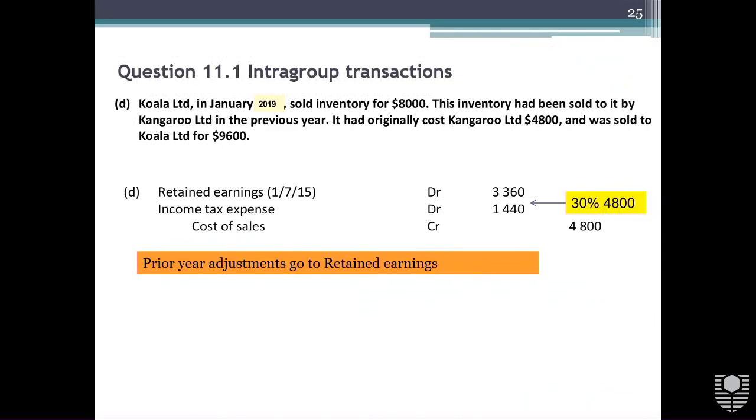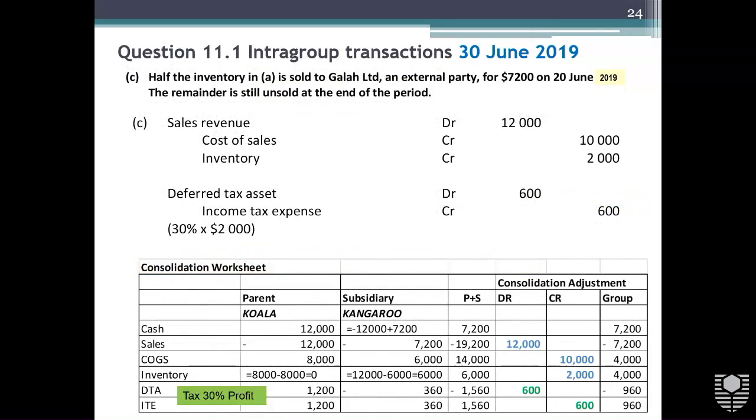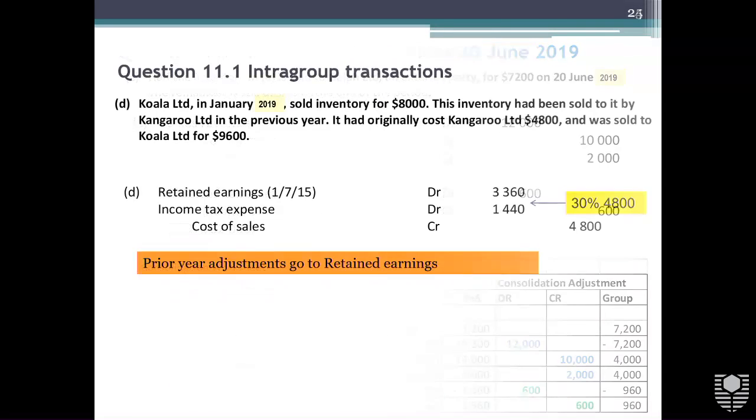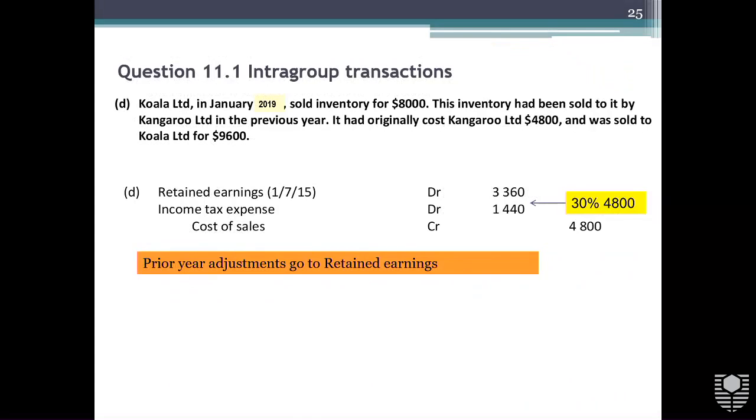Item D, koala in January 2019, sold inventory for 8,000. This inventory had been sold to it by kangaroo in the previous year. Because it happened in the previous year, we're going to have an adjustment to our retained earnings. Remember, we've got sales minus cost of goods sold and we've got a tax component. We're going to have money that goes to our retained earnings. We've made a profit, it goes to our retained earnings. This is a different question, different amounts, but I'm just showing you the effect of it.